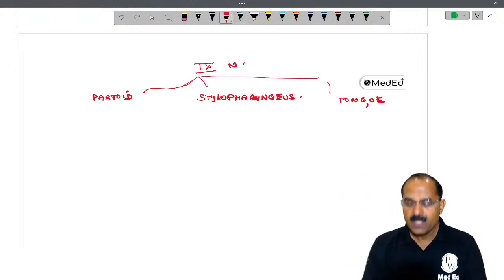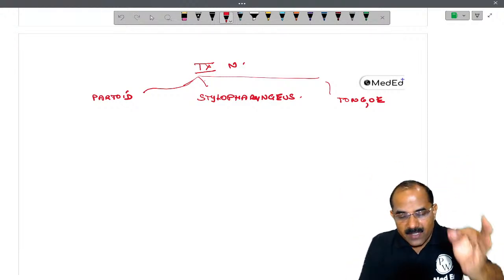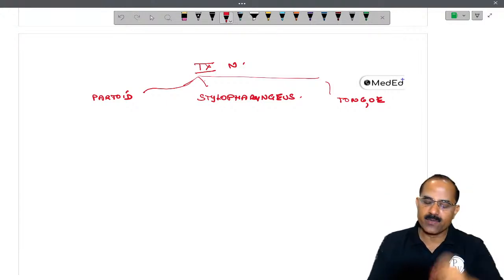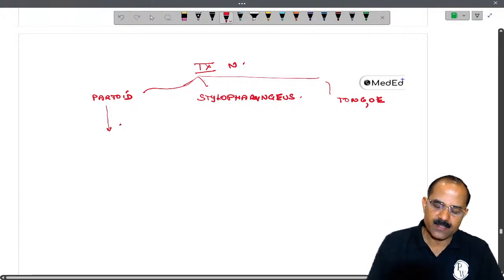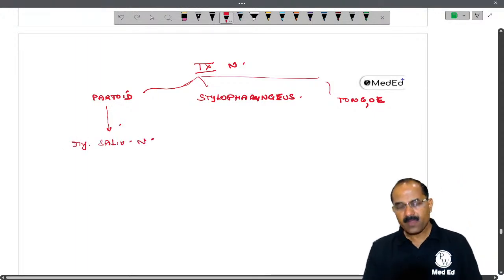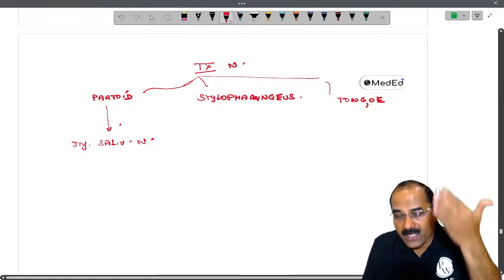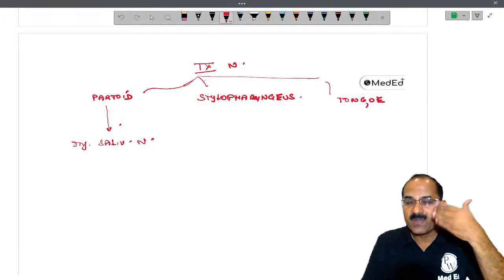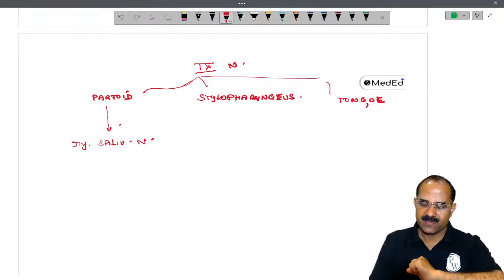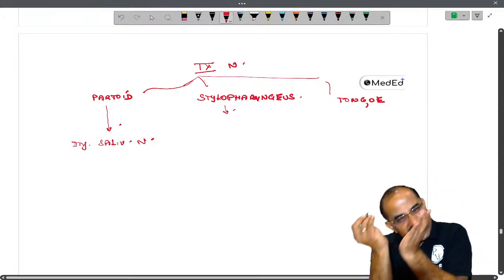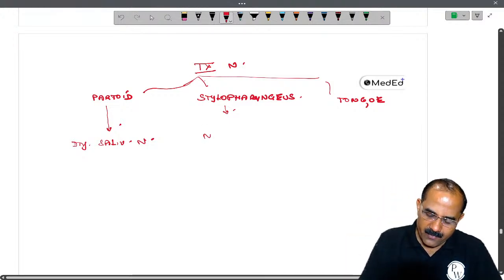Fine, understanding? Now I'm asking you, what is the name of the nucleus of the glossopharyngeal nerve जो parotid gland को supply करेगा? तो इस nucleus का नाम है inferior salivatory nucleus. So inferior salivatory nucleus किसका nucleus है? Glossopharyngeal nerve का. And what is it going to supply? Parotid gland. Stylopharyngeus को supply करने के लिए glossopharyngeal nerve का separate nucleus है. What is the name of that nucleus?